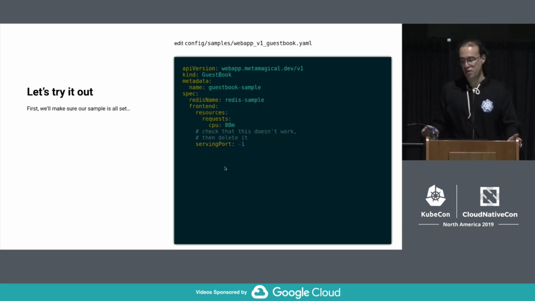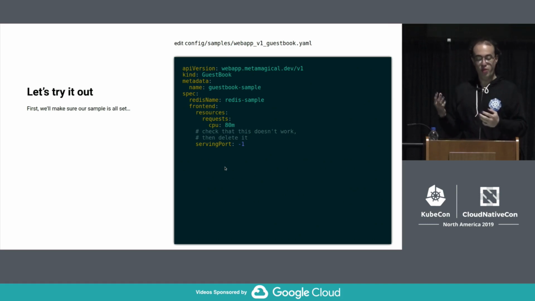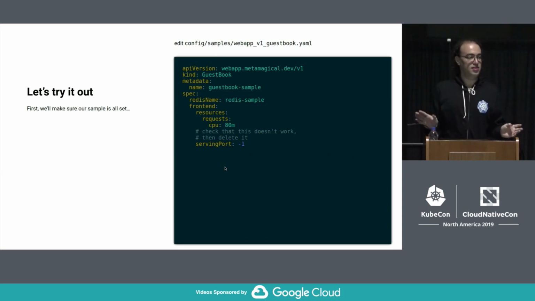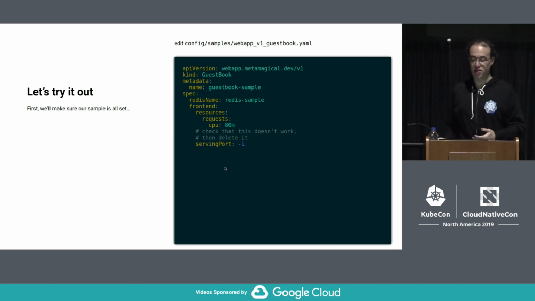All right, so let's try this out. We're going to populate our scaffolded out sample. By default, KubeBuilder scaffolds out kind of an empty sample with some bogus data in it. So we can fill that out. I'm going to add some bad data, an invalid field, into mine, just so that we can see that validation is working.